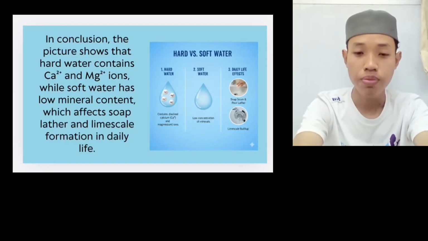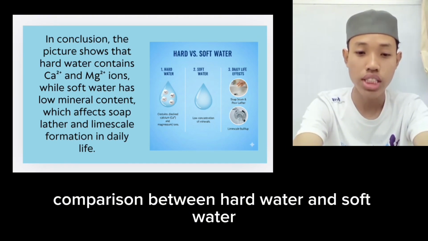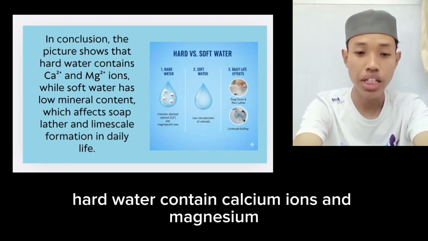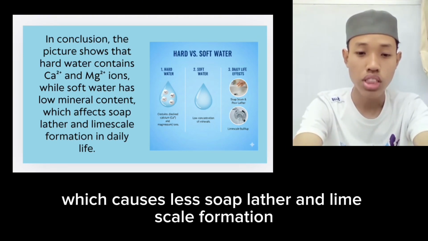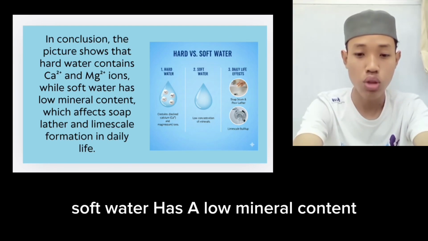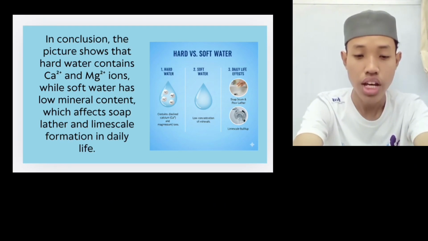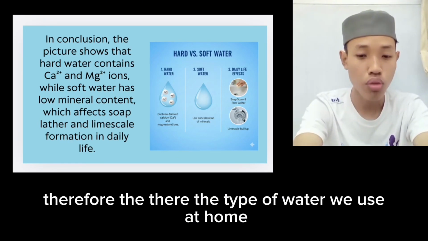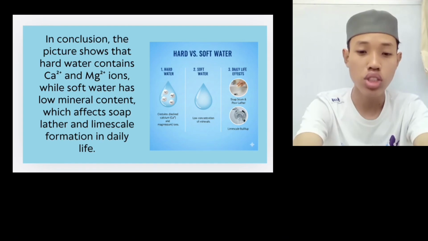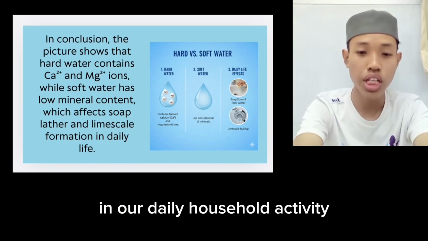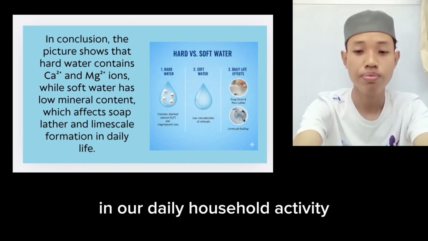In conclusion, this picture shows a clear comparison between hard water and soft water. Hard water contains calcium and magnesium ions, which cause less soap lather and limescale formation. On the other hand, soft water has low mineral content, which allows soap to produce more foam and prevents limescale formation. Therefore, the type of water we use at home affects soap lather and limescale formation in our daily household activity.